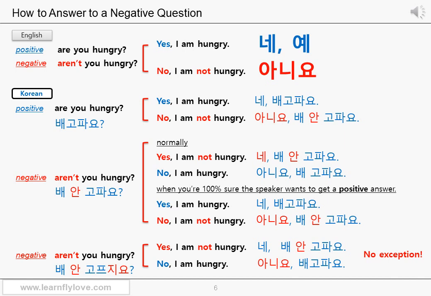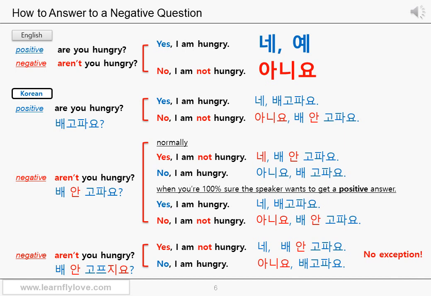Anyway, if someone asks, are you hungry? 배고파요? You can answer, yes, I am hungry. 네, 배고파요. Or, no, I am not hungry. 아니요, 배 안 고파요. Okay? Or 아니요, 배고프지 않아요 would be fine too.